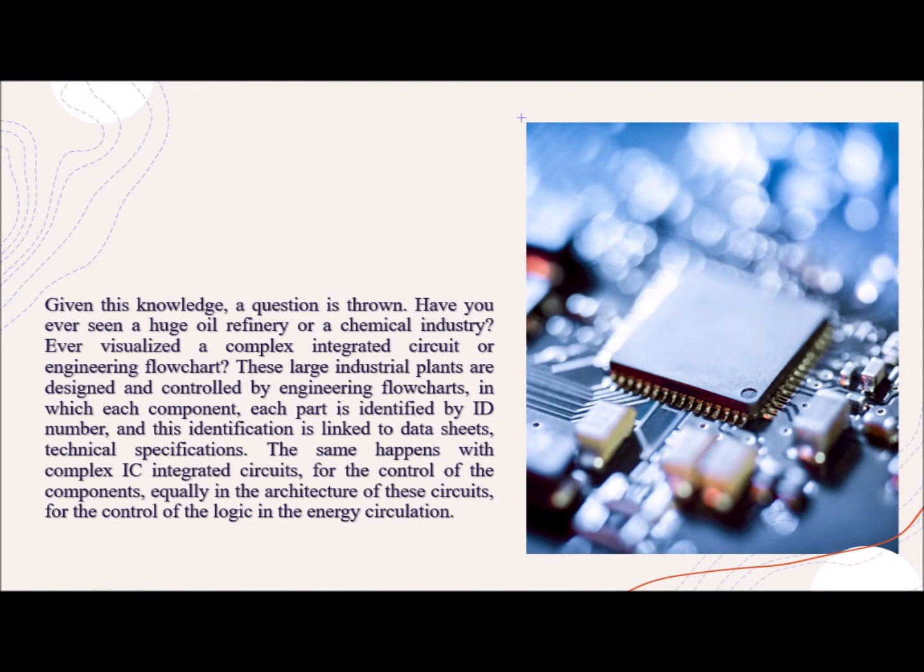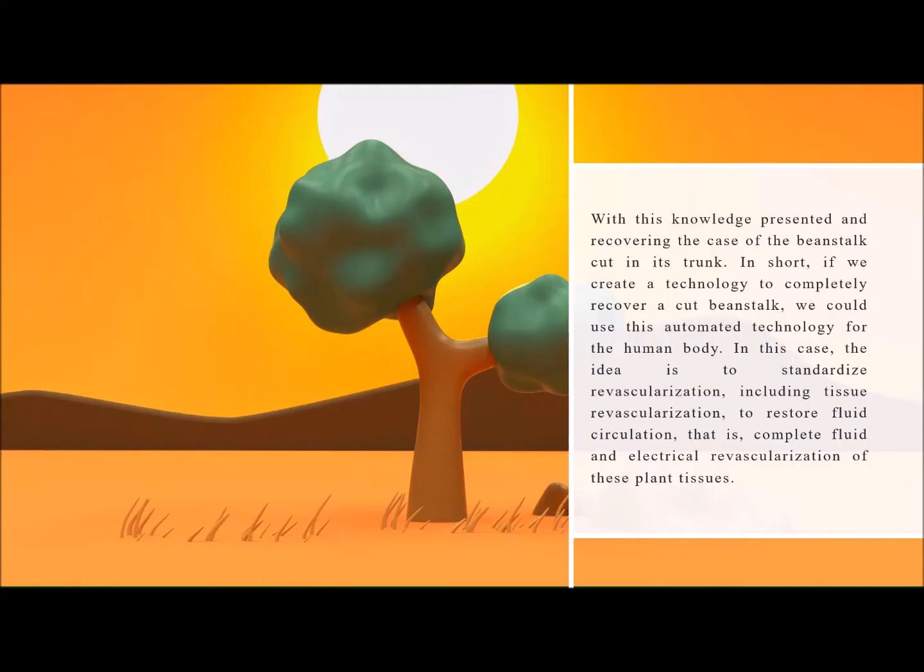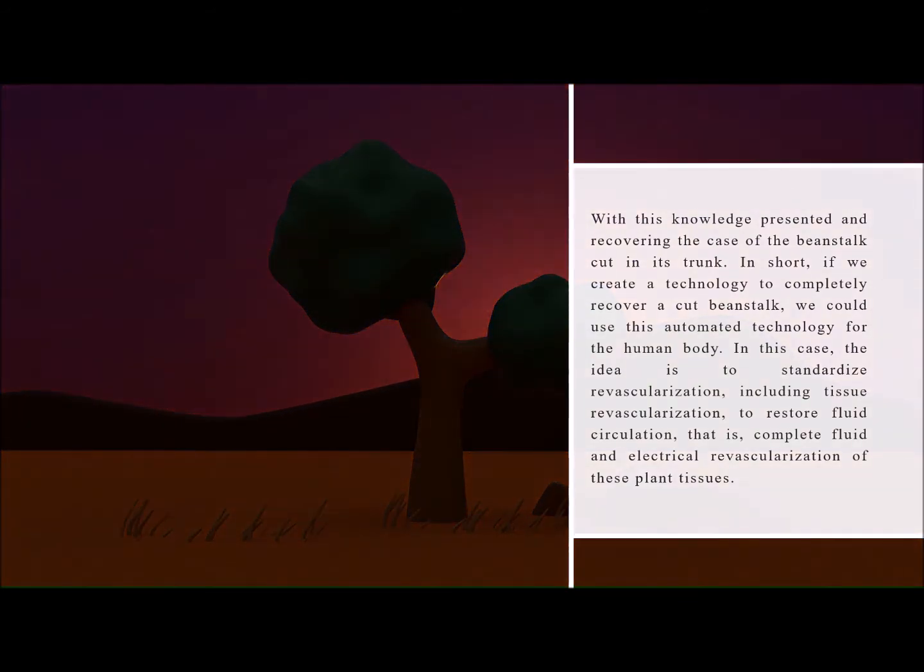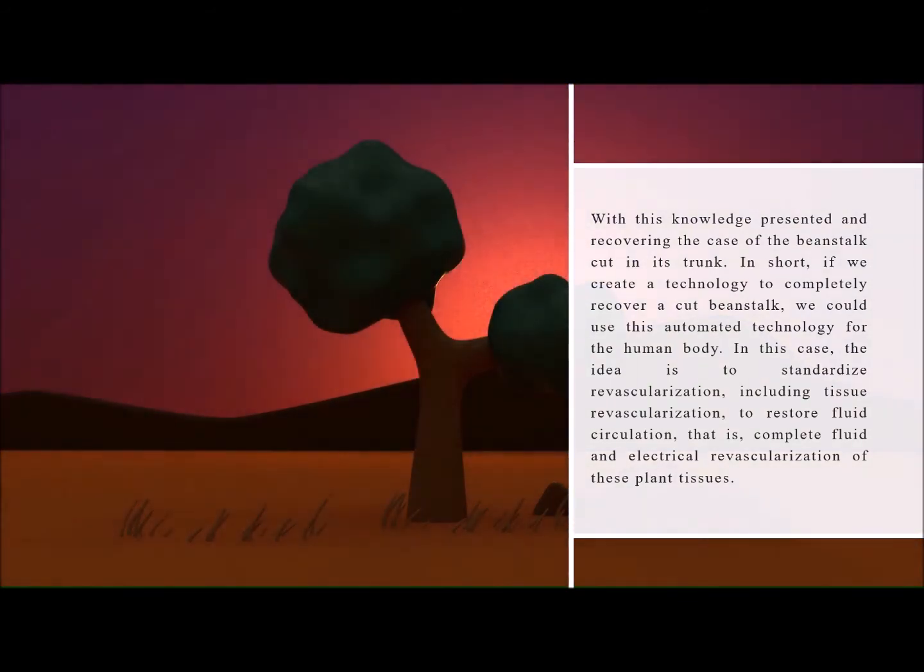These large industrial plants are designed and controlled by engineering flowcharts, in which each component, each part is identified by an ID number, and this identification is linked to data sheets, technical specifications. The same happens with complex IC integrated circuits, for the control of the components, equally in the architecture of these circuits, for the control of the logic in the energy circulation. With this knowledge presented and recovering the case of the beanstalk cut in its trunk.